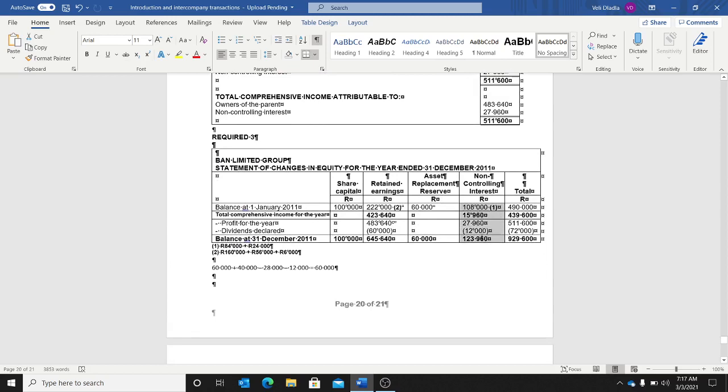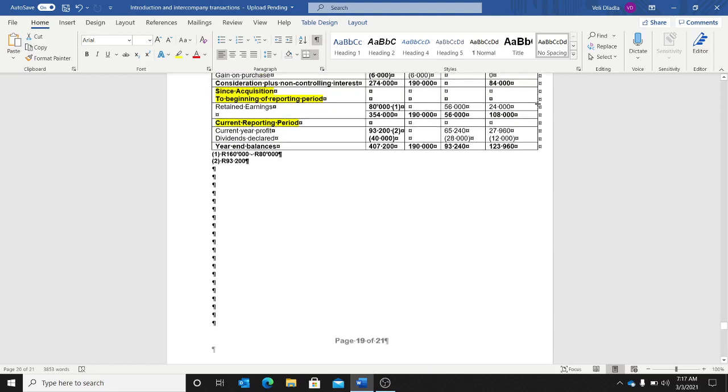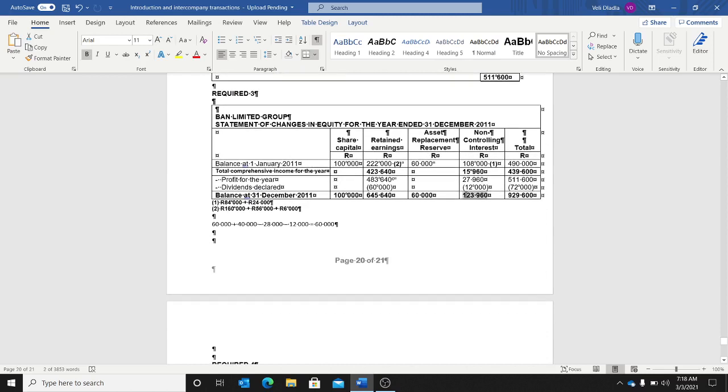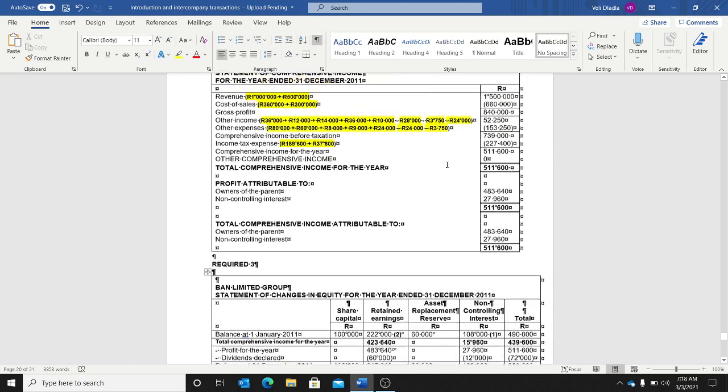So they must agree. Every time the two must agree. You'll see here is 120, here is 123,960. And even here is 123,960. Okay. Then we come to asset replacement. I'll do the retained earnings as the last thing.